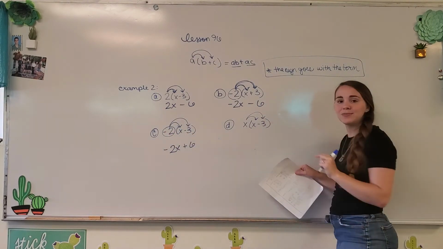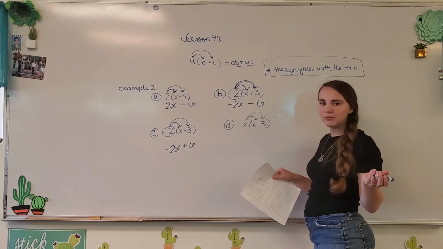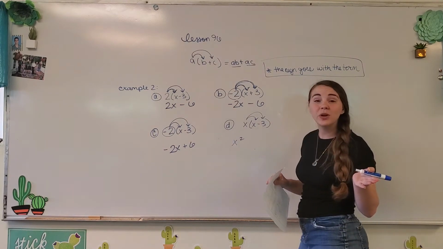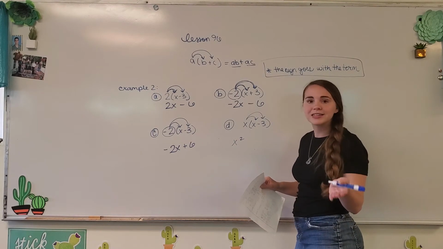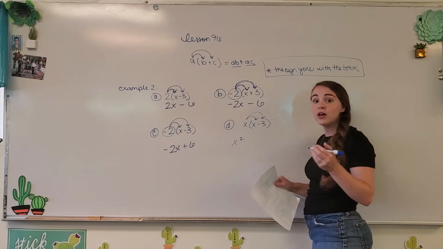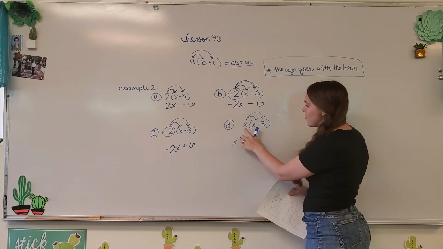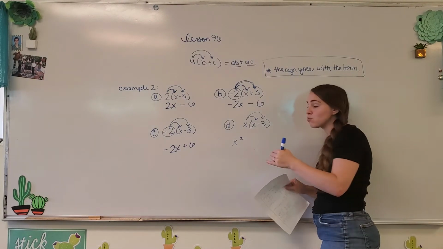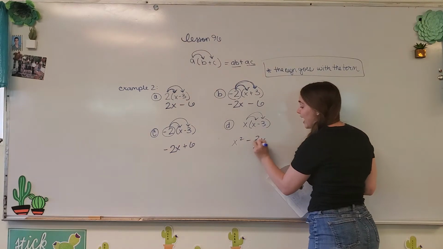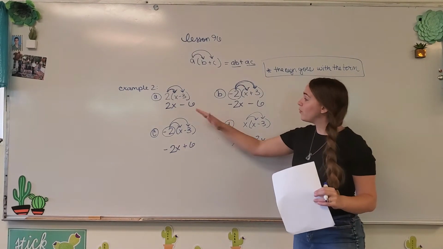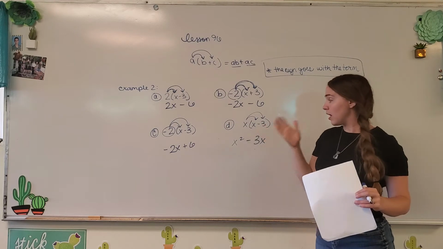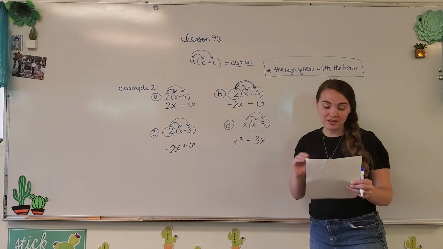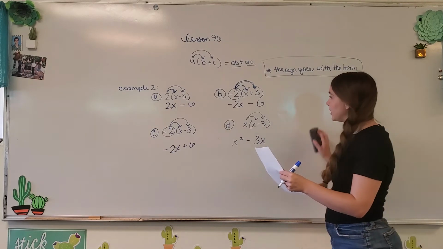And then over here, x times x, we can't just come up with a random number for that. X times x is x squared. Just like 5 times 5 is 5 squared, 7 times 7 is 7 squared, x times x is x squared. We just don't have a number value to put in for that yet. And then x times negative 3, it's not x minus 3, it's x times negative 3, it's negative 3x. So when we distribute those numbers or letters, you have to do it to both, and we're multiplying because there's parentheses. Which brings me to example 3.